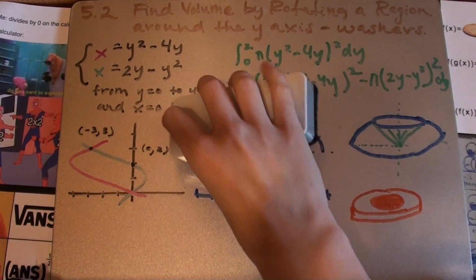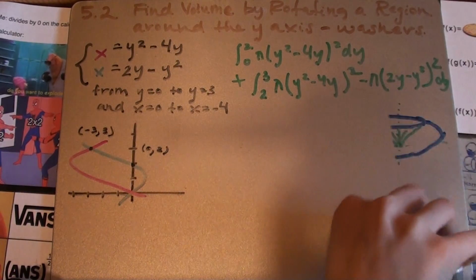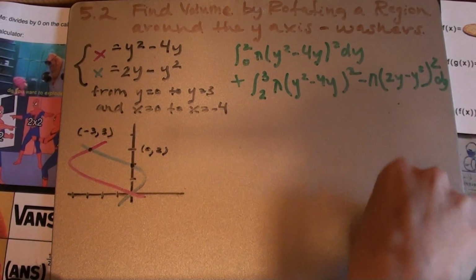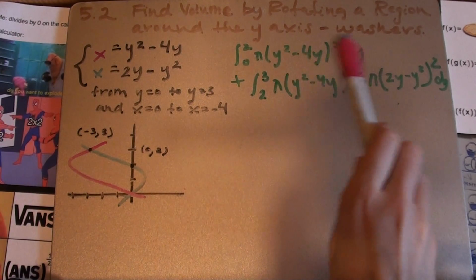So now that we have our equations, our integrals, what we're going to have to do to find our volume is integrate them. So the first thing I'm going to do is a little simplification, because our work here is a little bit messy, right?